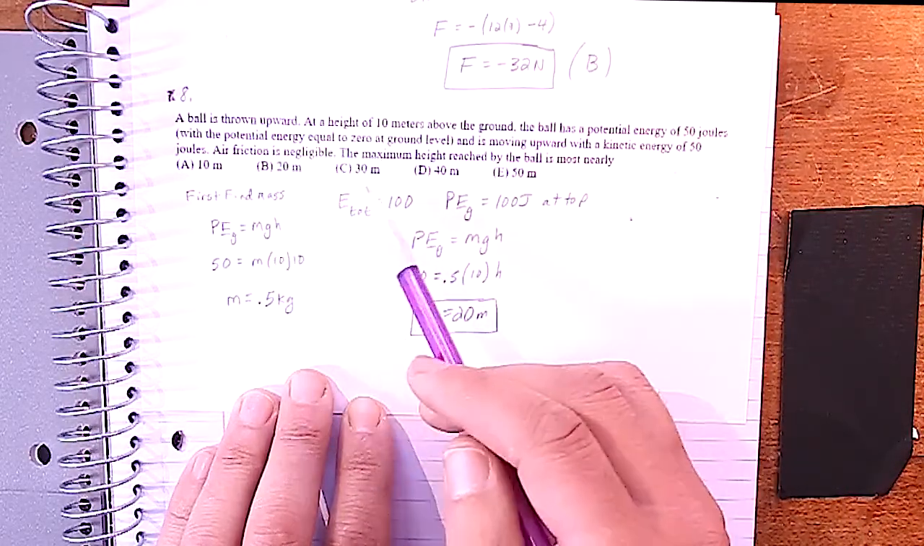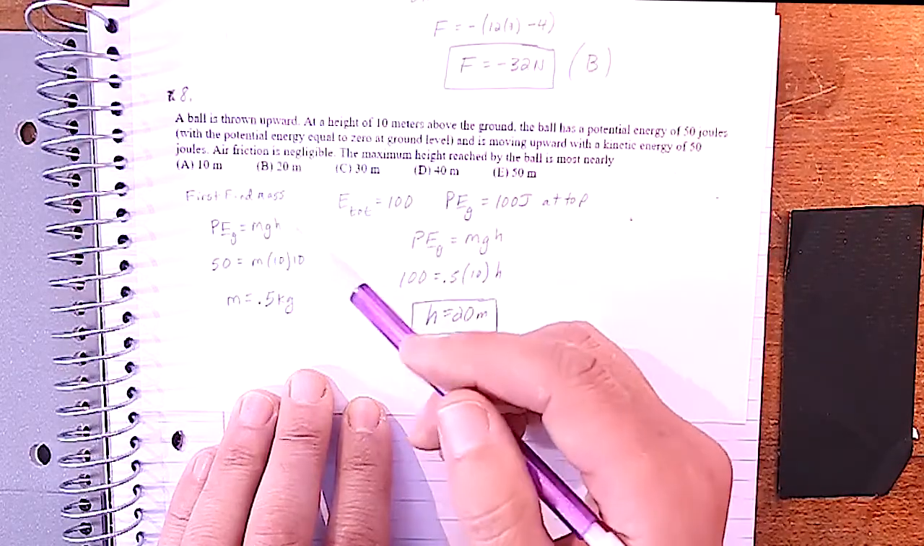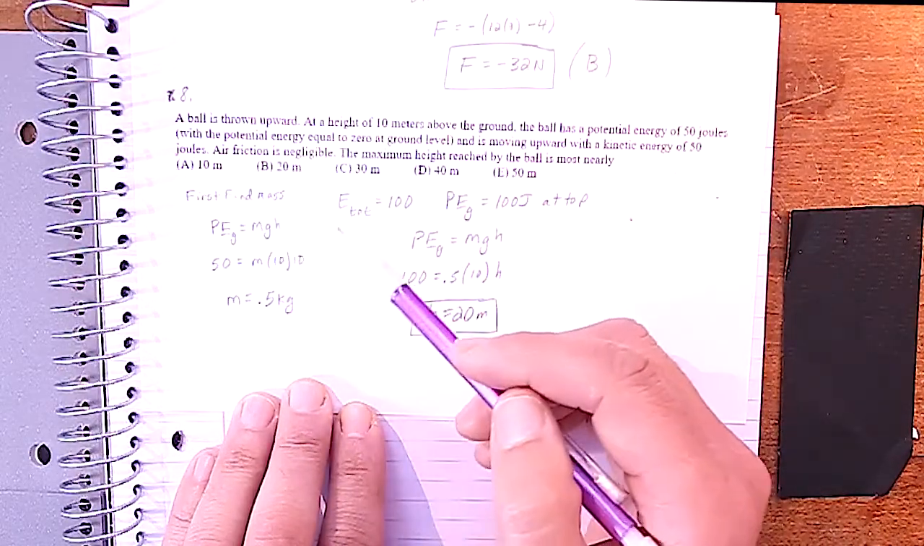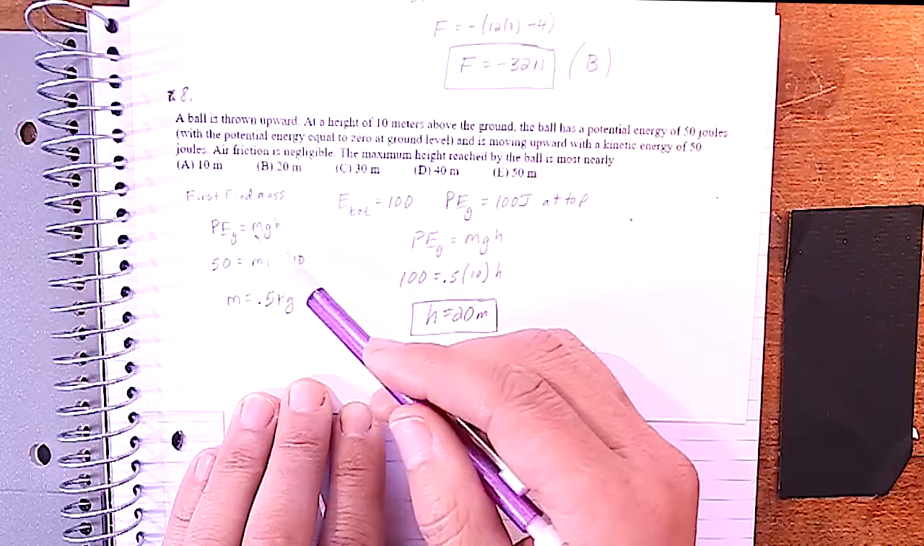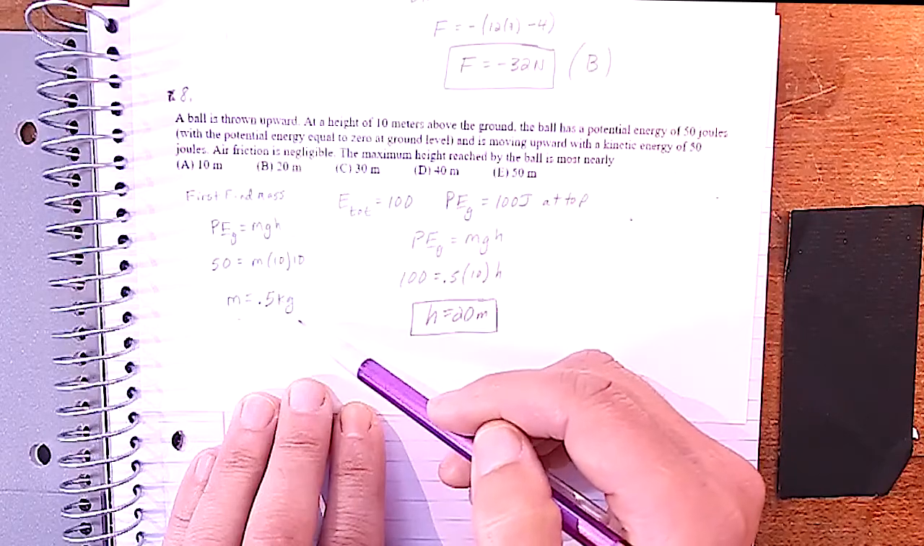They never gave us the mass of the object, but we can get that pretty easily because they said this happened at 10 meters. So we can just do PEg equals mgh to get the mass of the block.